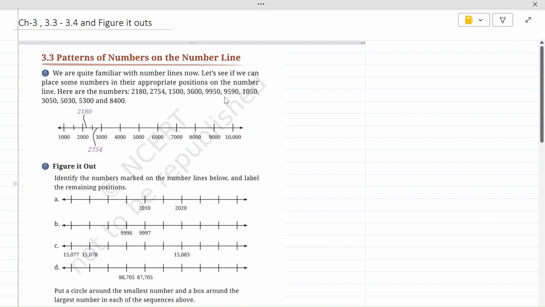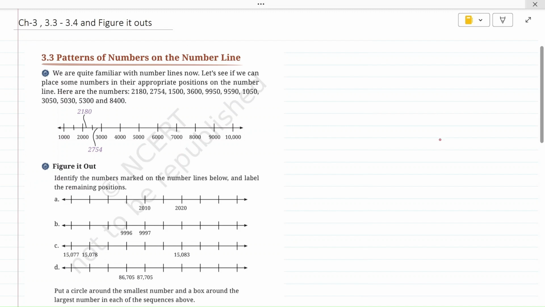And here are the numbers given to us. So kids, we have the numbers given to us and we have to put them on the number line. And we know that whenever we put any numbers on the number line, we will have to start with the lowest numbers first. We have to put the numbers in the ascending order first, and then we have to see what interval we can take.